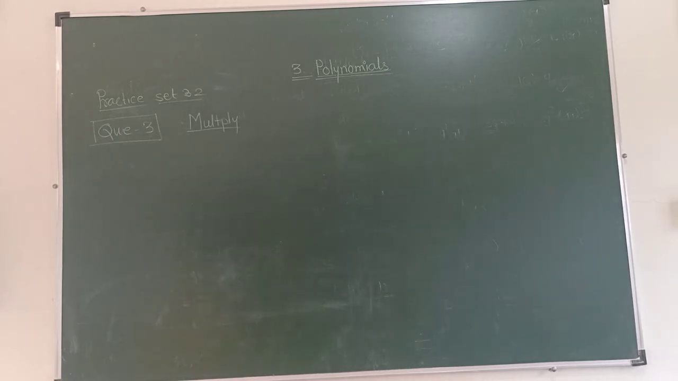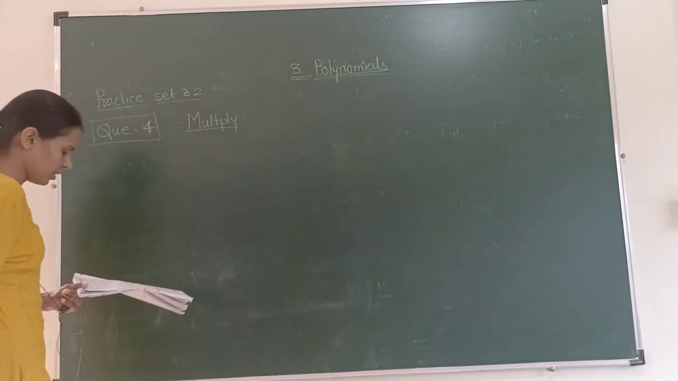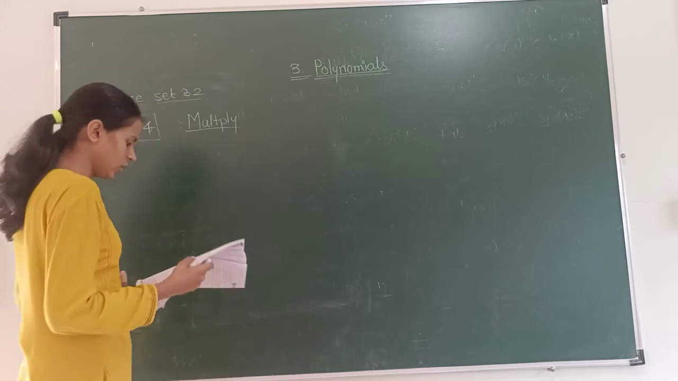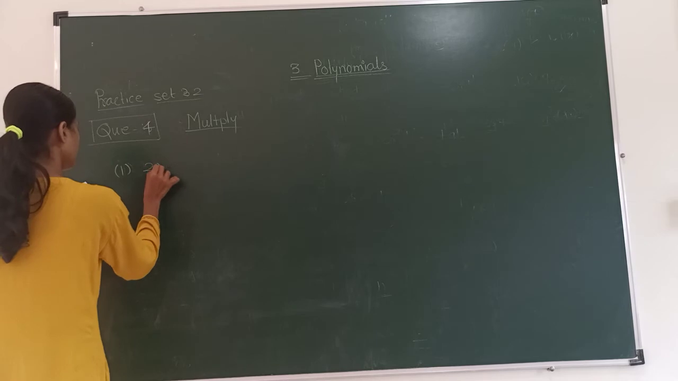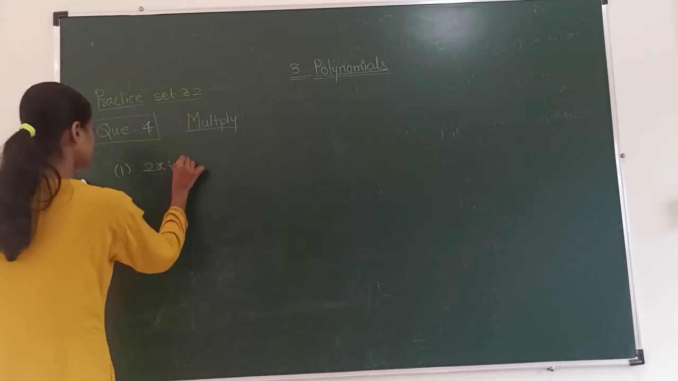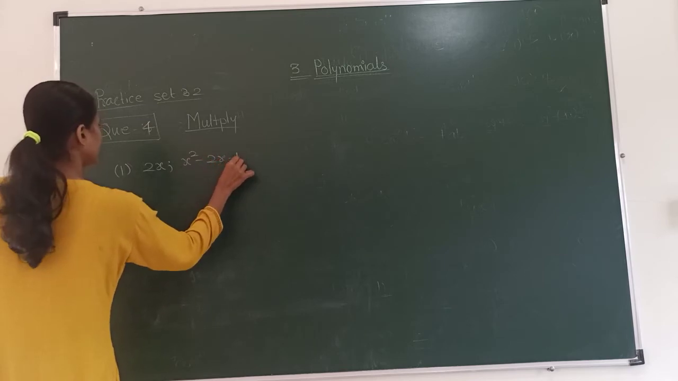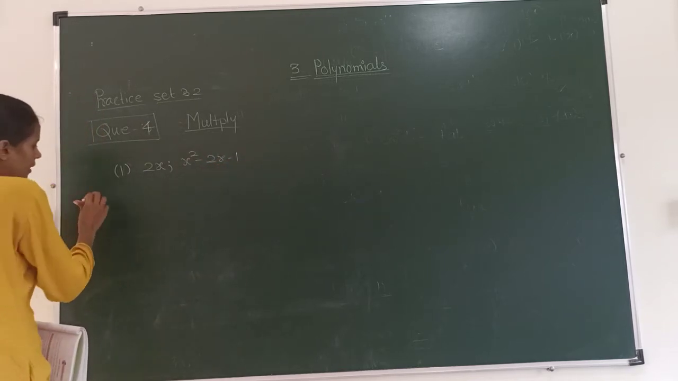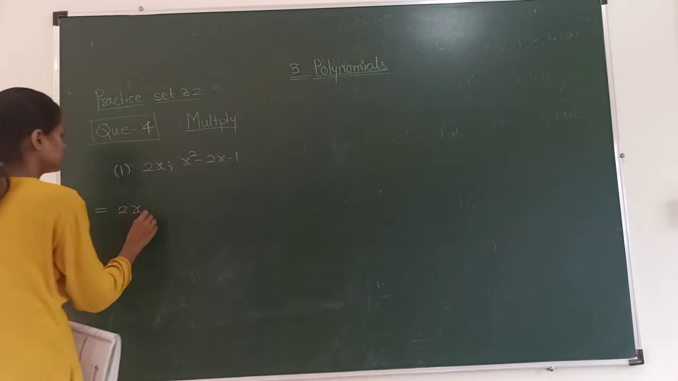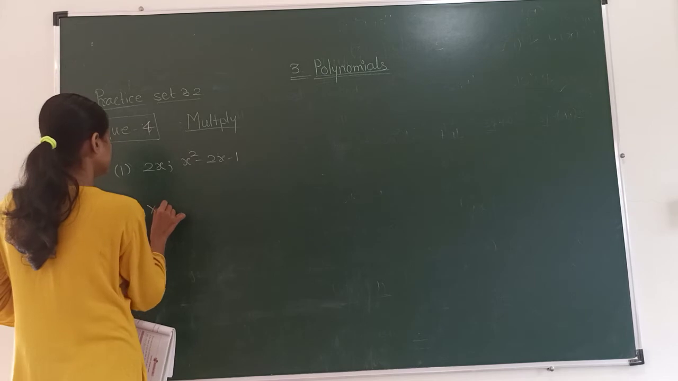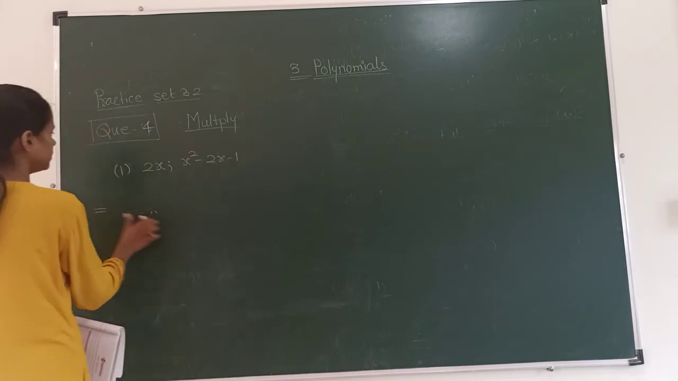Question number 4 from practice set 3.2. See, question number 4 is multiply the given polynomials. We will directly move towards the polynomials. The first polynomial is 2x and the second is x square minus 2x minus 1. I will give you the steps for this. I will tell you simply.